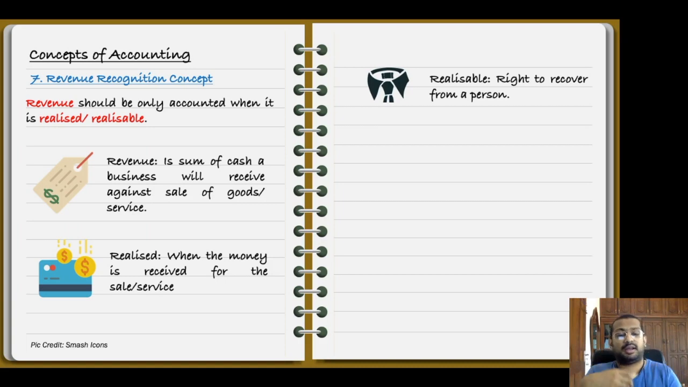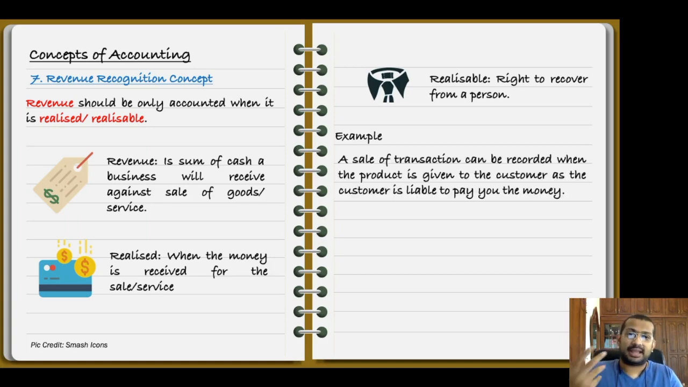So the concept basically states that revenue can be recognized. That is, one should only record a revenue. Revenue means income of the company. So one can only recognize the revenue, that is income, in the books of accounts only when the person has realized the money, or when a money amount is realizable. Example, a sale transaction can be recorded when the product is given to the customer and the customer is liable to pay you the money.